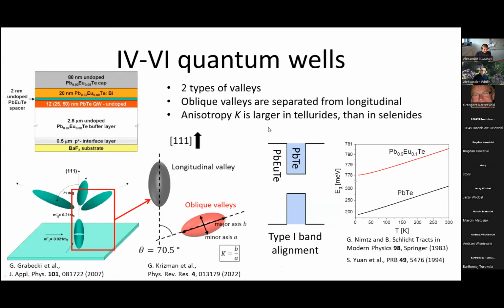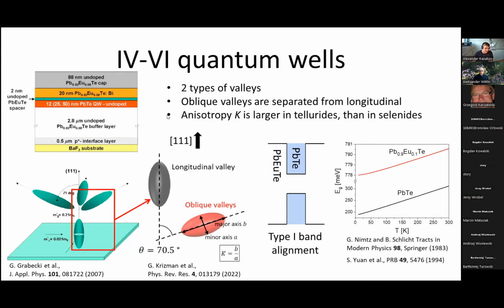In principle, quantum wells from IV-VI semiconductors were studied in the literature. But usually lead telluride was used as a material for the quantum wells.